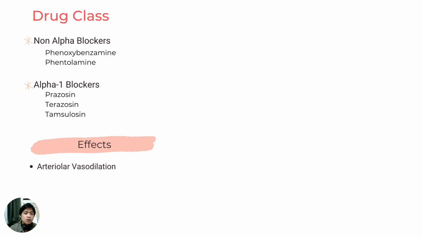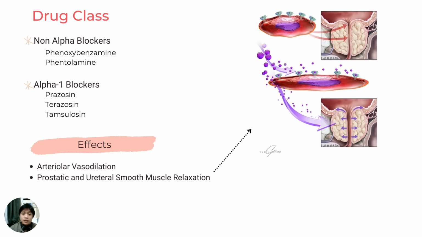Okay. Effects, arteriolar vasodilation. And special for some alpha-1 blockers would be the relaxation of ureteral and prostatic smooth muscle. So that is what is illustrated in the photo. At the top, the contracted prostate that is very large. Because it is so large and contracted, it will block the flow of urine from the urinary bladder into the penile urethra. Okay, so because of that, you have urinary retention.